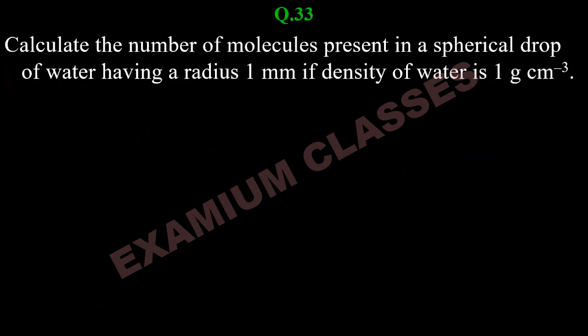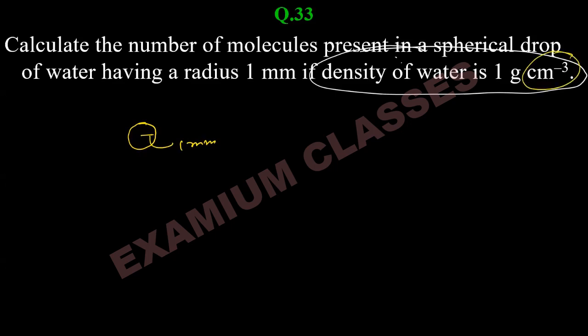Next question. This is the question you were talking about. Calculate the number of molecules present in a spherical drop of water having a radius 1 millimeter if density of water is 1 gram per centimeter cube. This part may not be given. This is something you should remember, that density of water is 1 gram per centimeter cube. This is a sphere of 1 millimeter radius.